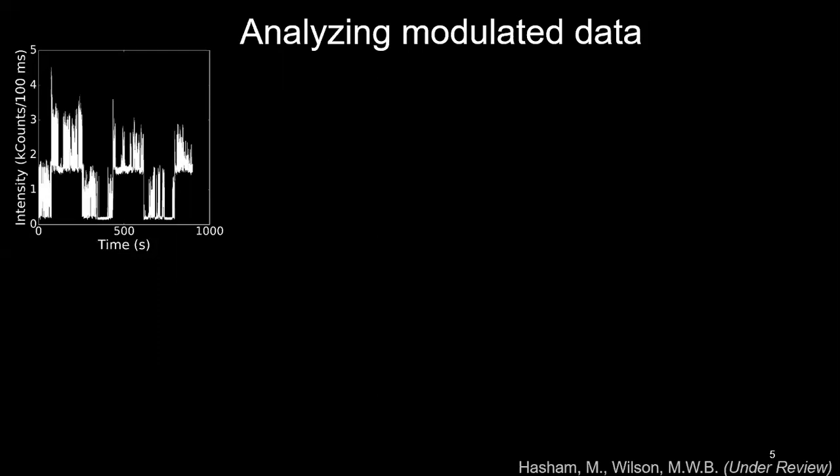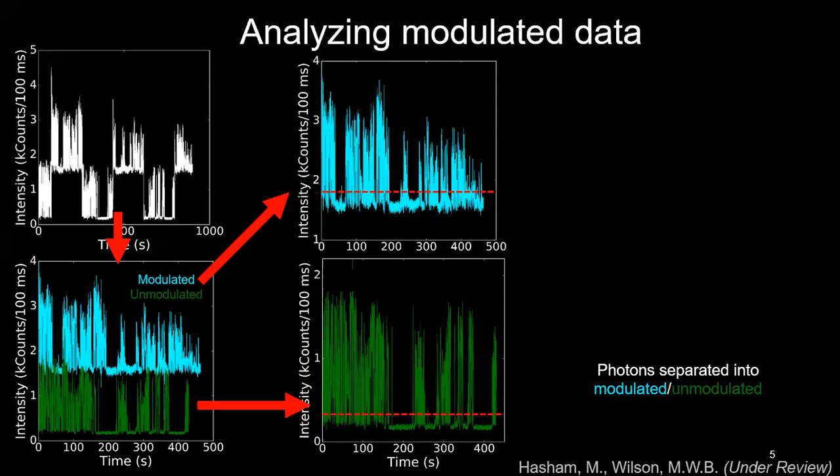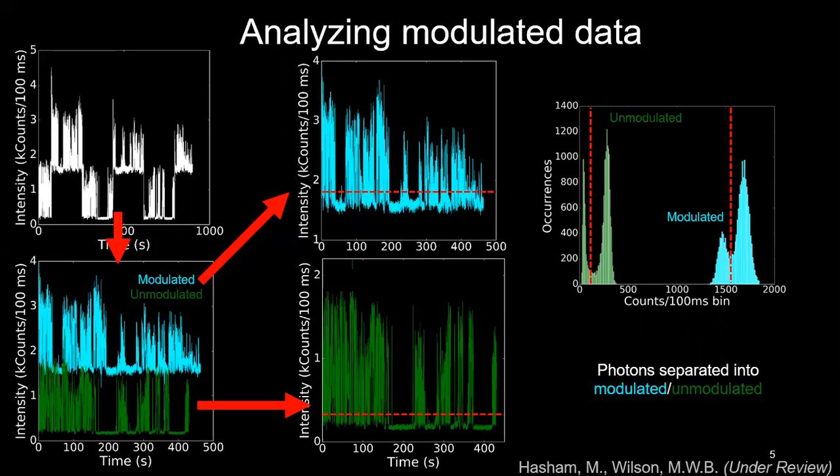And so to analyze this data, we split the photon streams into modulated and unmodulated components and proceed with our regular blinking analysis. We'll threshold the intensity traces, generate the histograms, and the important thing here is that you can see the bimodality is obvious not only in the unmodulated data, but also in the modulated data, indicating we have strong evidence for on and off states.